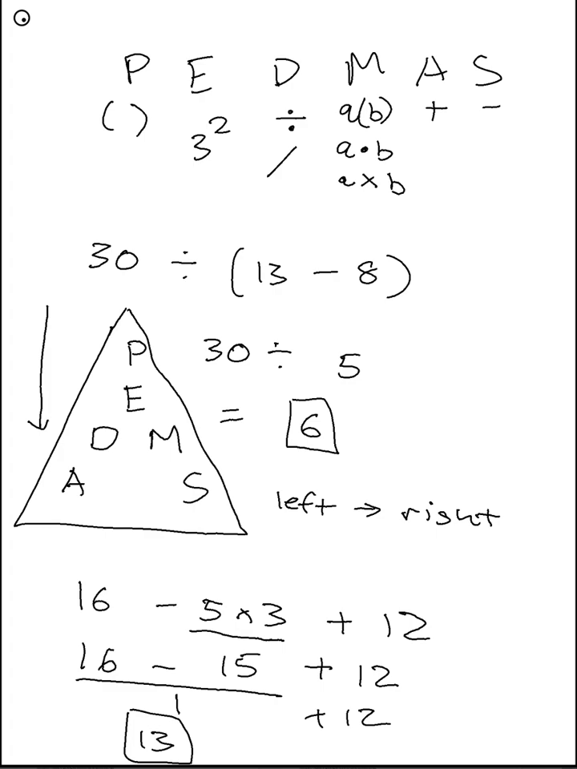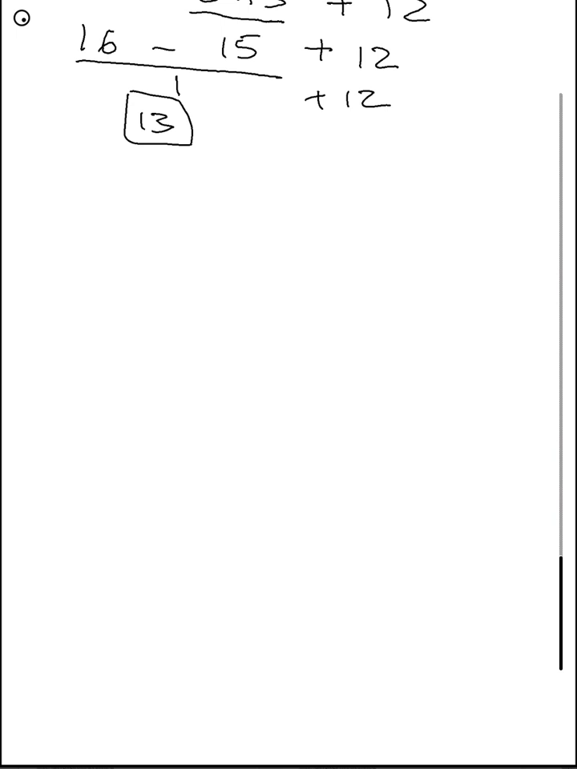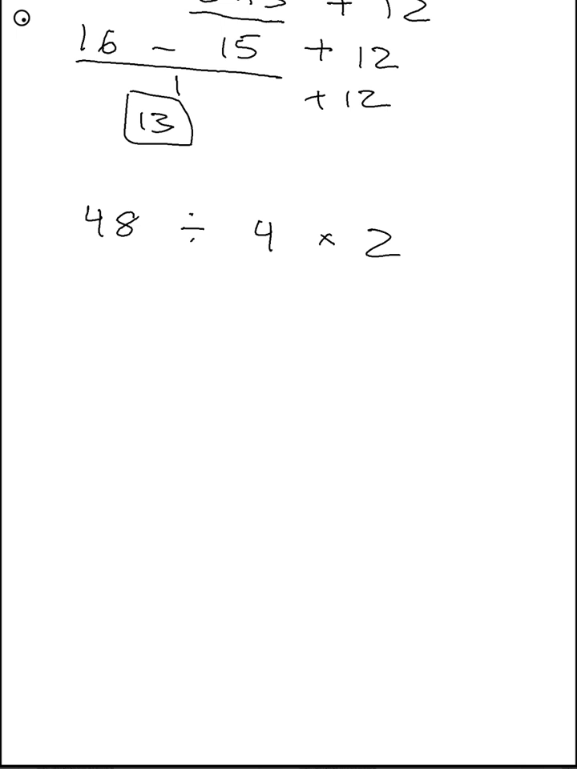Now let me give you a problem where this left to right rule does come into play. The problem I want you guys to try is what is 48 divided by 4 times 2? Pause the video and then we'll discuss. Now that you're back, the most common answers people give are either 24 or 6. So how do we know which one is correct?